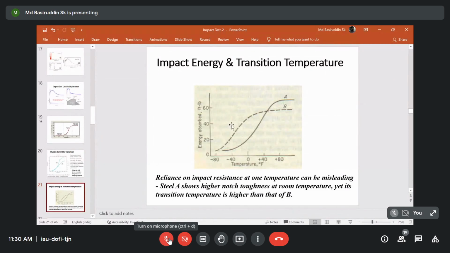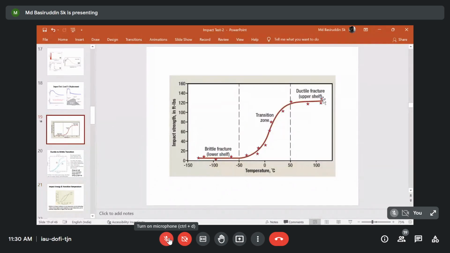So once we have plotted this particular curve, along with the upper shelf energy, lower shelf energy, and the transition zone, we can also evaluate some factors like the Charpy impact energy and the ductile brittle transition temperature.